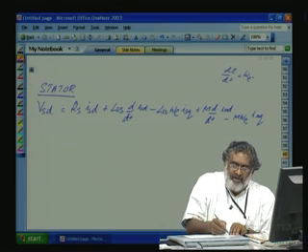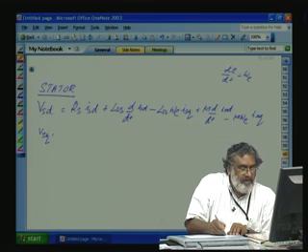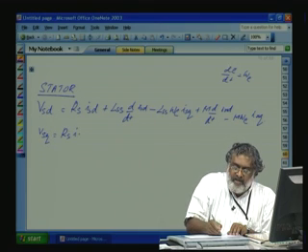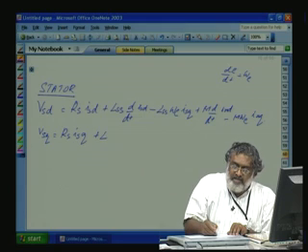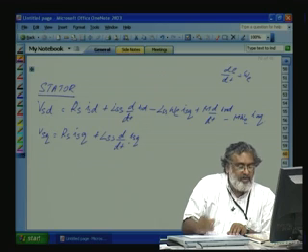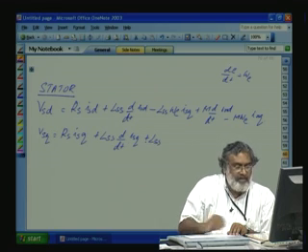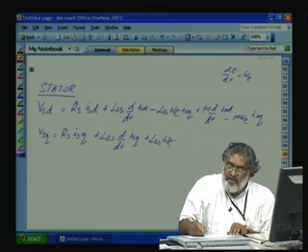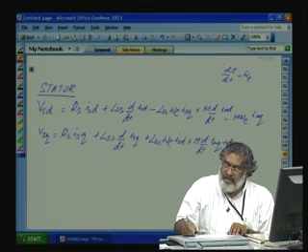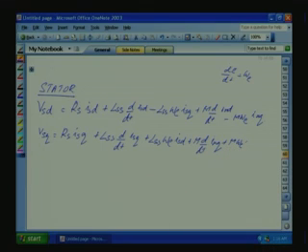Omega rho. Now VSQ is equal to RS ISQ plus LSS d by dt of ISQ plus LSS omega rho into ISD plus M into d by dt of IRQ plus M omega rho IRD. Stator dynamic equation is ready. Then rotor.